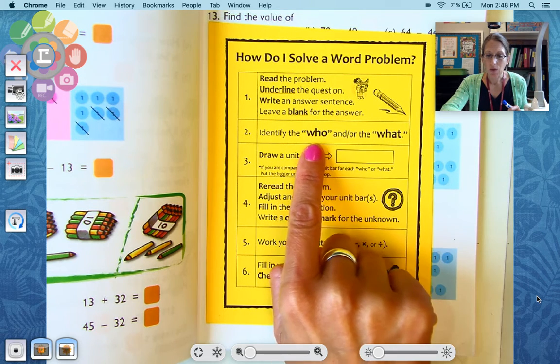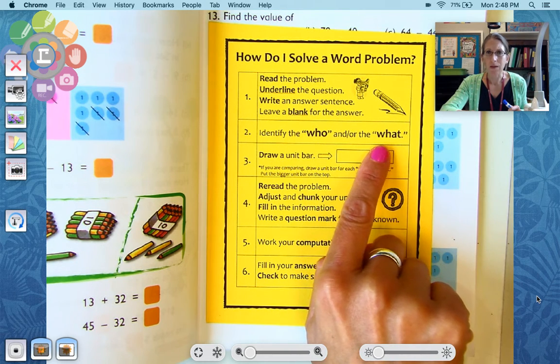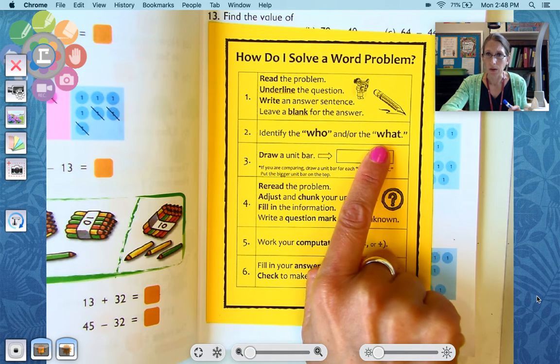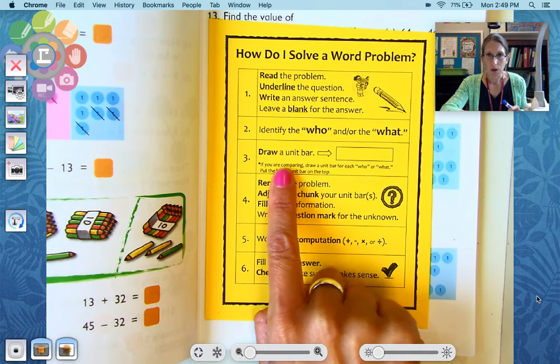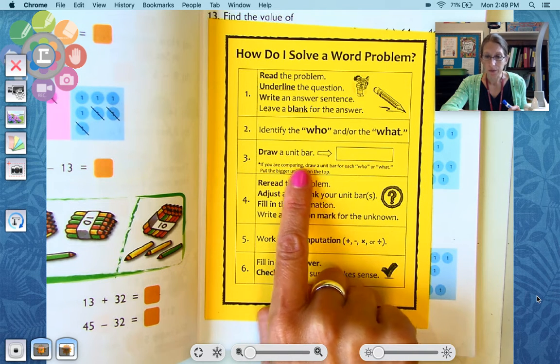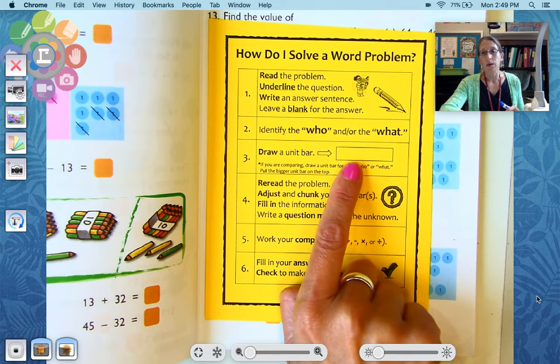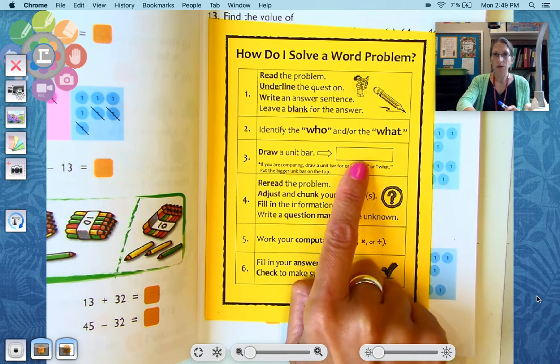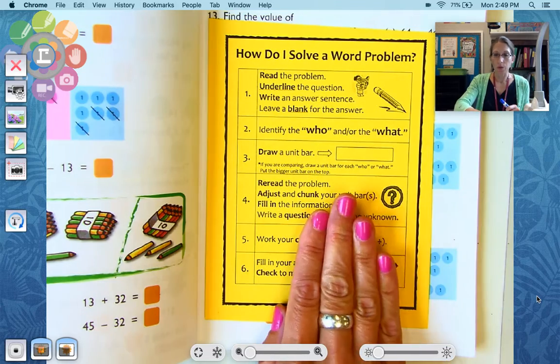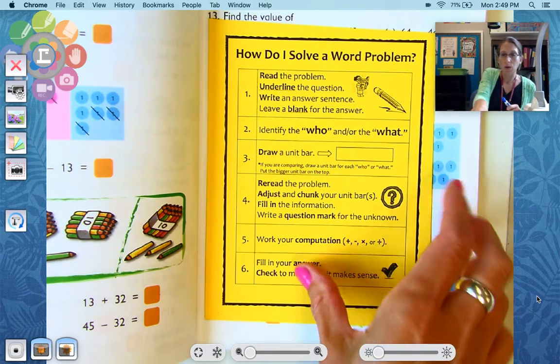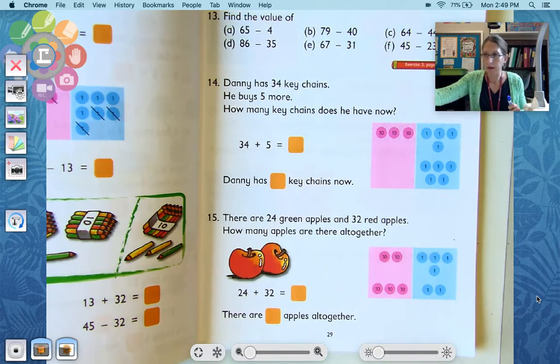And then we're going to think about who or what is the problem talking about. Then we're going to start drawing some unit bars. And a unit bar is just a fancy name for a rectangle. So we're going to talk about that a little bit today. So I think I'm going to stop here. We're not going to read through this whole thing today, but I wanted to show you what some unit bars look like as you are solving word problems for today.